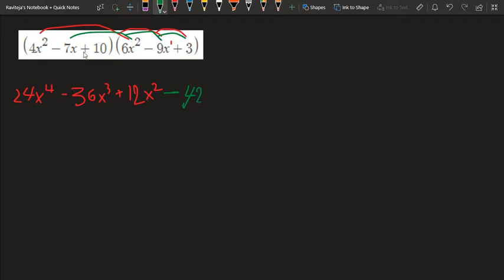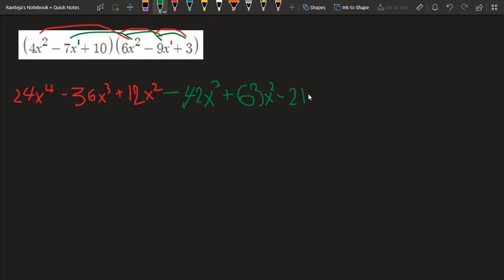And then we have an x to the first power here, and an x to the second, which is just 2 plus 1, which is x cubed. Next term, negative 7x times negative 9x, which is just positive 63x squared. And then our final for this is negative 7x times positive 3, which is just minus 21x.